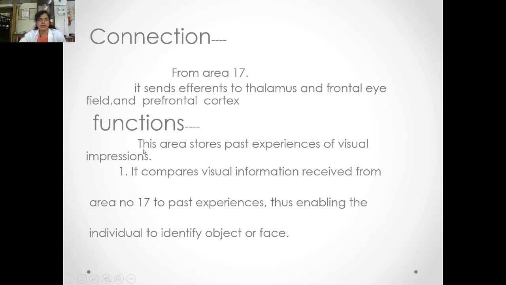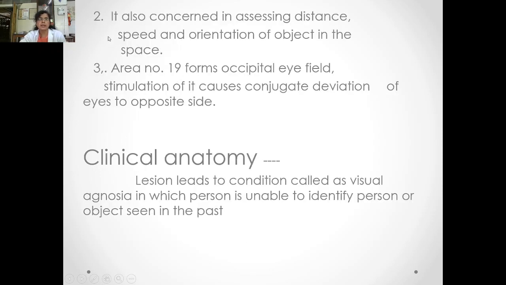Function of this area: as it is the association area, it stores the past experiences of visual impressions, and it compares visual information received from area number 17 to the past experiences, thus enabling the individual to identify an object or face. It is also concerned in assessing distance, speed and orientation of objects in space.